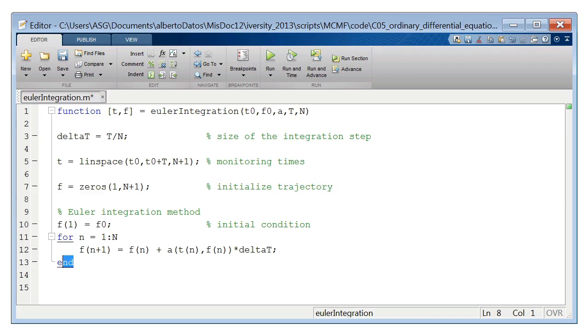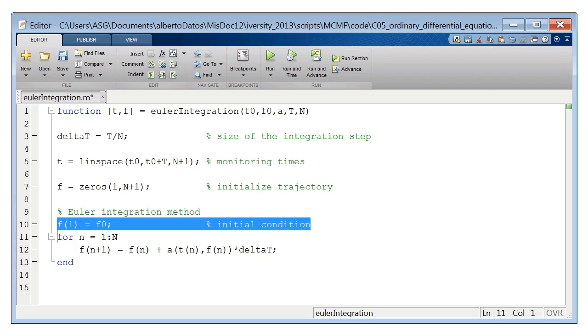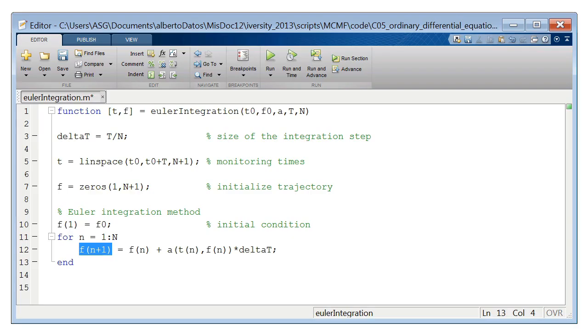And finally, here we have the Euler integration method. The first value of the trajectory is f0, and then the value of the trajectory at time tn plus 1 is equal to the value of the trajectory at time tn, plus the derivative evaluated at tn, fn, times delta t, the integration step.